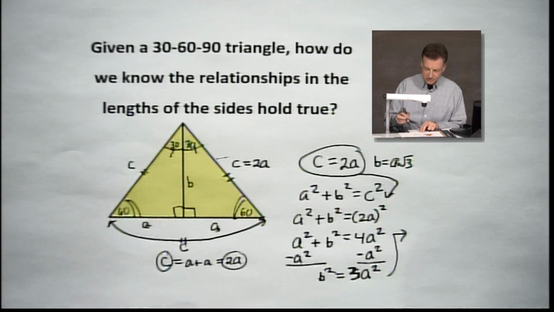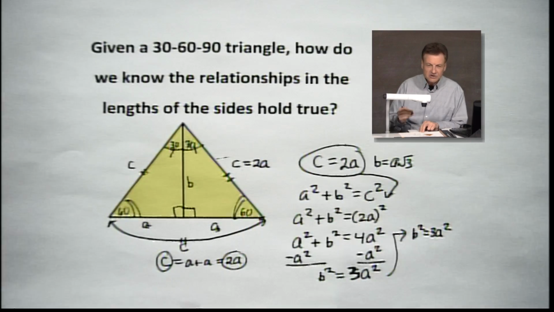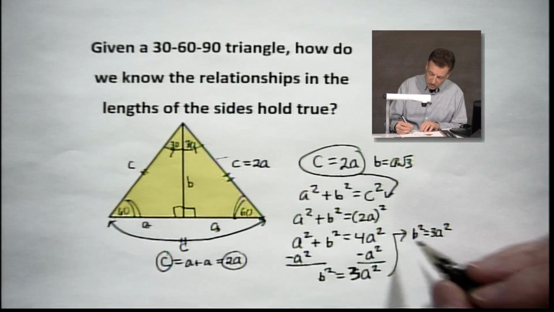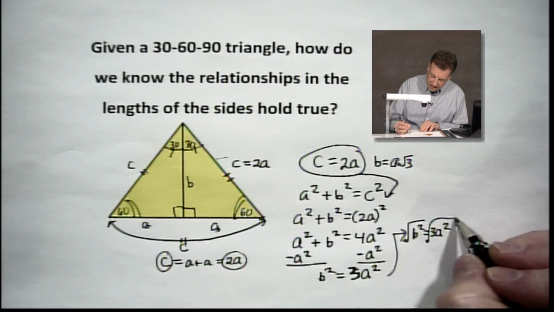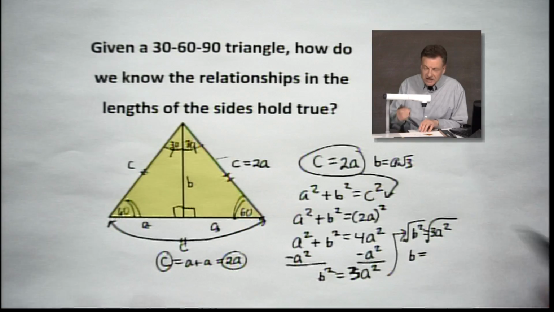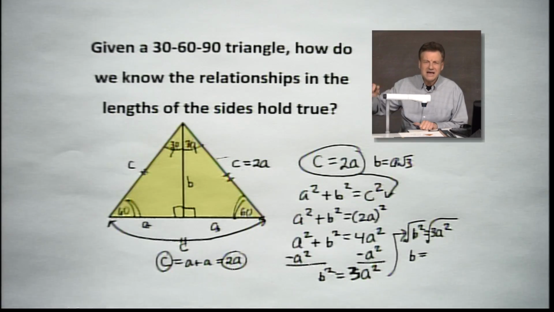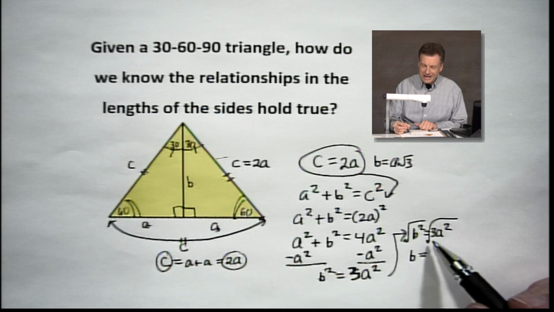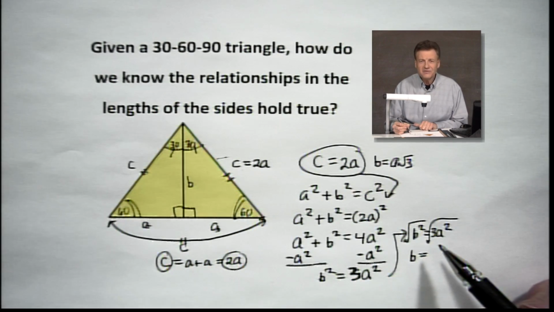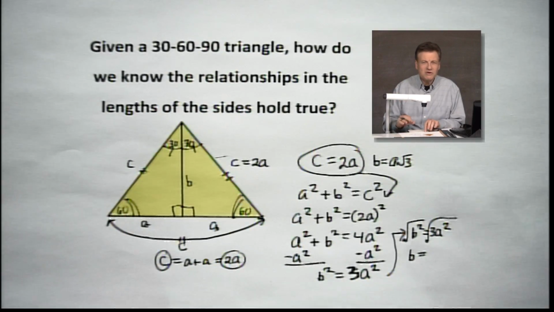Square root both of those. I've got B squared equals 3A squared. Is that right? That's right. Everybody got that so far? Let's square root. We know the square root of B squared is B. On the other side, I have A squared. If I take its square root, I get A. But 3 doesn't go anywhere. It's not a perfect square. It's irrational when I try to figure out what the square root of 3 is.